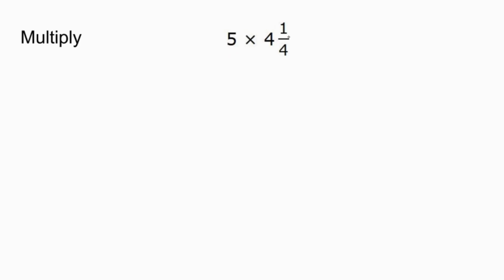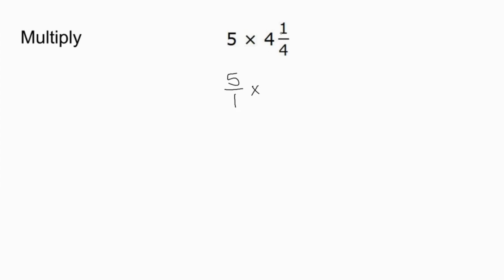Multiply 5 times 4 and a fourth. When multiplying a whole number to a mixed number, I like to view them both as regular fractions or improper fractions. So I'm going to turn that 5 into 5 over 1. You could turn any whole number into a fraction by putting it over 1. That's what I did here.